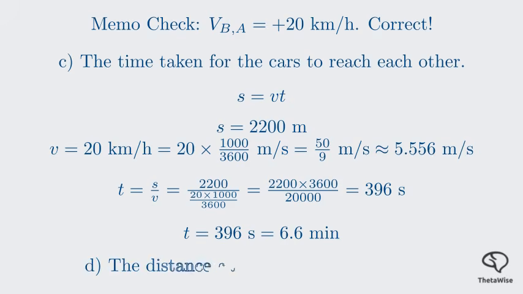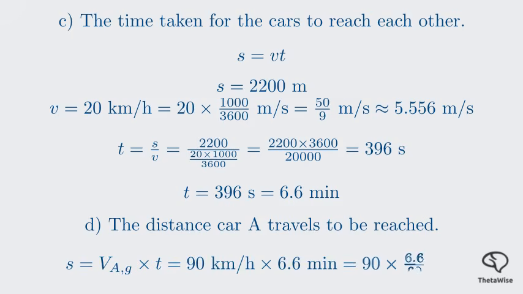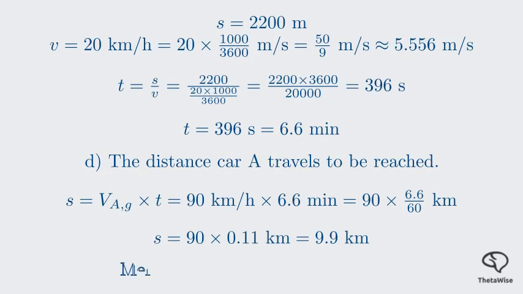Now for part D. Part D asks for the distance car A travels to be reached. We use car A's ground velocity and the time we just found. S equals V of AG times T. That's 90 kilometers per hour times 6.6 minutes. To multiply these, we convert minutes to hours by dividing by 60. This gives us 90 times 0.11, which is 9.9 kilometers. The memo confirms this result.